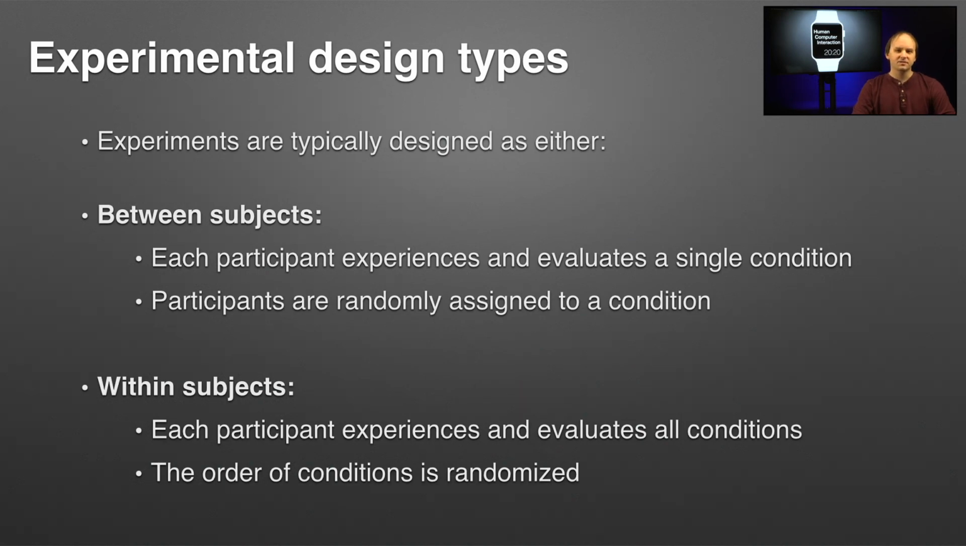So when we talk about experimental design specifically, where we're controlling things and comparing conditions, right? Comparing different versions or different options. We usually design those in one of two ways. So we have what's called a between subjects design.